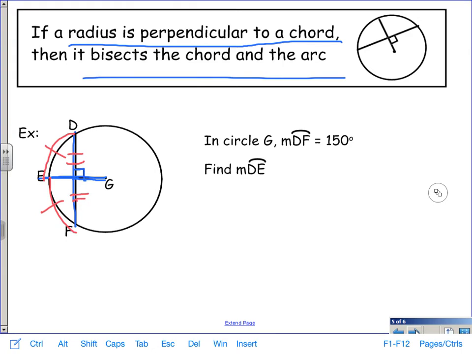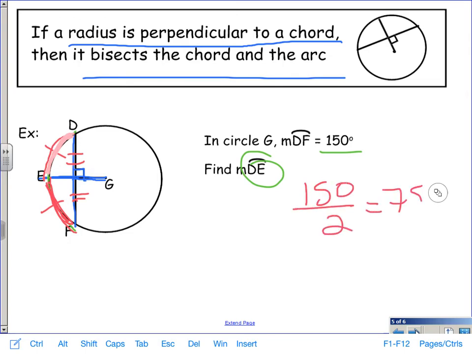In circle G, the measure of arc D to F, all the way from D to F, is 150 degrees. They want to find D to E. If I were to break this in half, I would have D to E as 50% of the total length, and then E to F is the other 50%. So half of D to F, which is 150, is going to be... I'm hoping you did this in your head. 75 degrees. The arc measure of D to E equals 75 degrees.